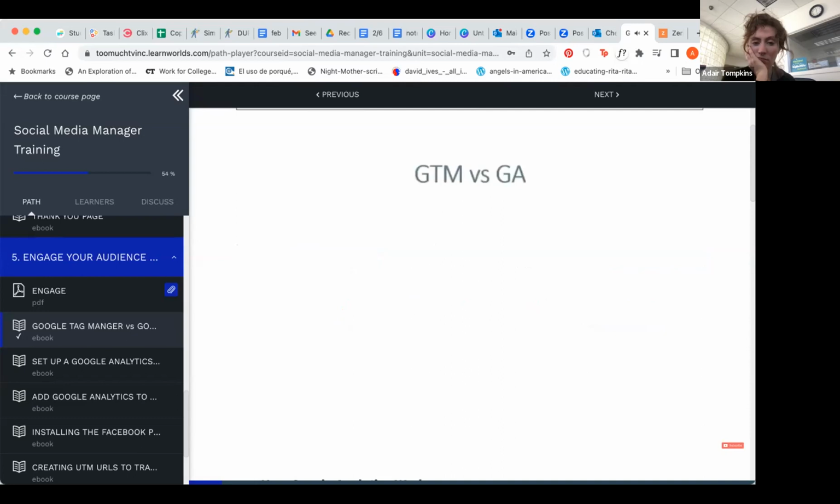So if we directly compare GTM versus Google Analytics, Google Analytics accepts data. Then after that data is accepted and processed, Google Analytics will start showing some data in reports, and you can slice that data from different angles. Or in other words, you can analyze data with Google Analytics.